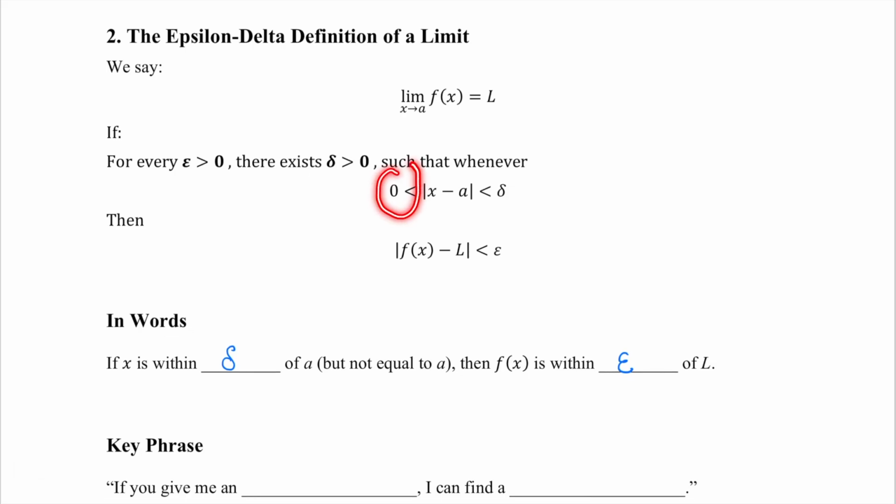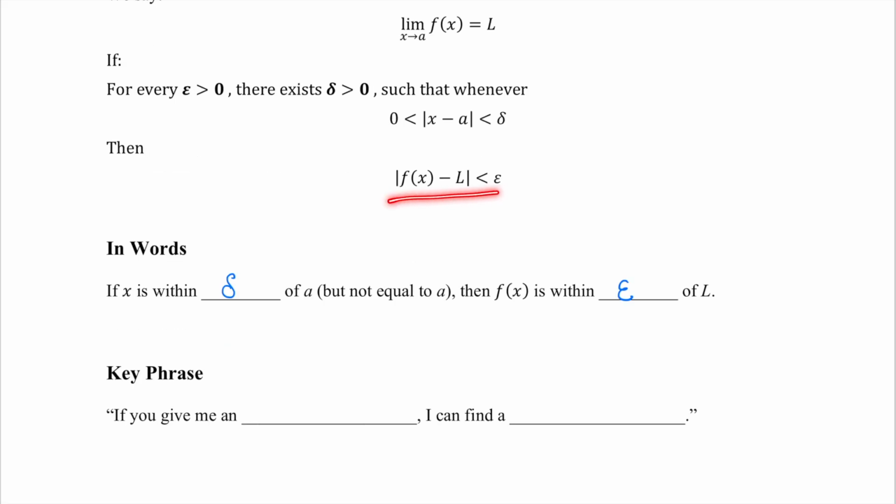Notice the 0 on the left side. That 0 means x cannot equal a. We are not including the point x equals a. We only care about what happens near a. That's why limits do not depend on the function's value at a.